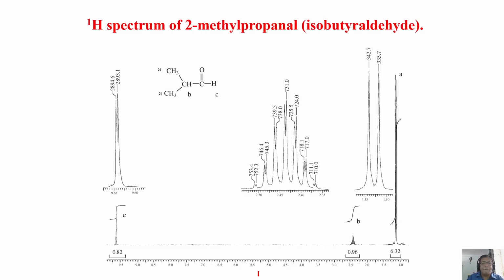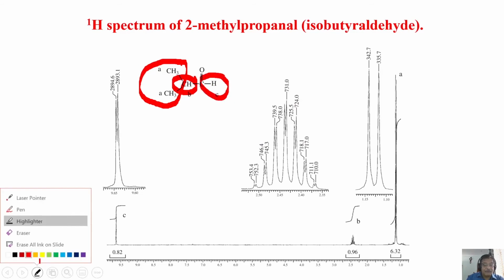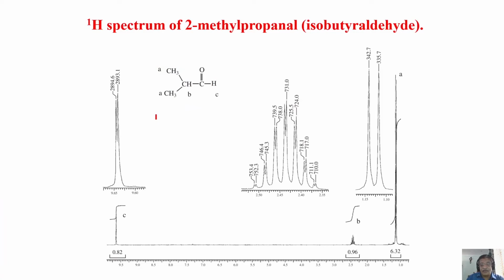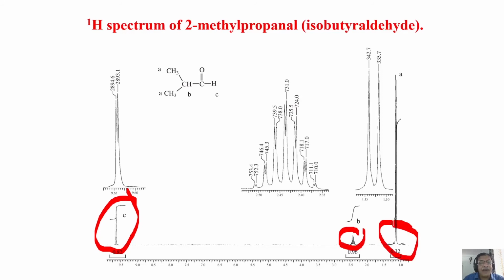Let us see this spectrum. It's a very simple spectrum. It is the spectrum of 2-methyl propanol, a very simple molecule. Look at the structure of this molecule. There is a CH3 group, a CH group and another CH. Only three types of protons are there here. So you get one group, another group, and another group. Very clear, right?